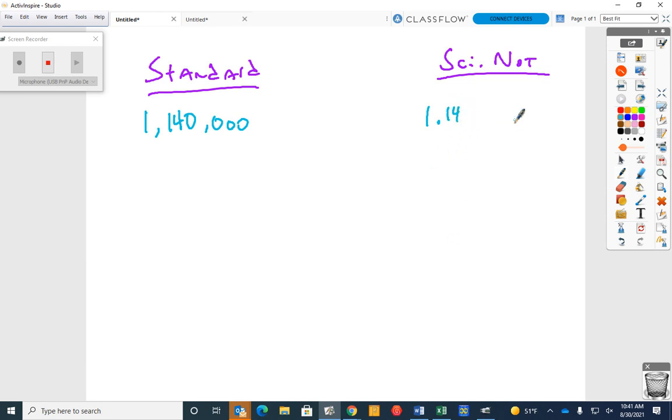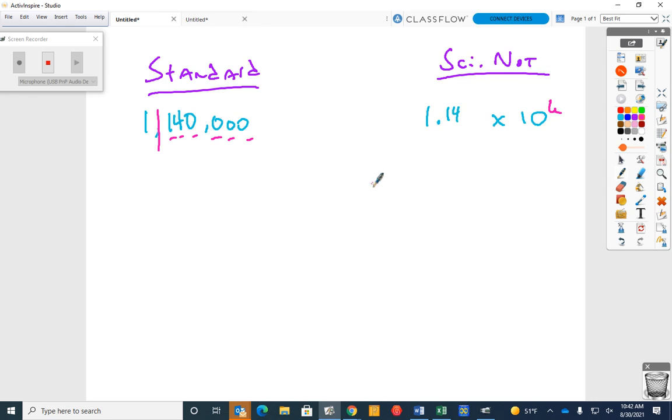Yes. And I'm going to multiply this times the power of 10. And I determine that exponent by, where did I put that decimal? Between what and what? The 1 and 1. Right here. And how many digits are to the right of it? 6. 1, 2, 3, 4, 5, 6. Does that make sense? Yes. Why is it 1.14?